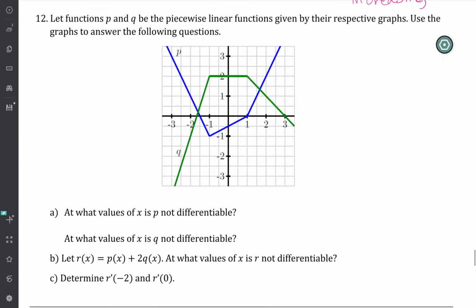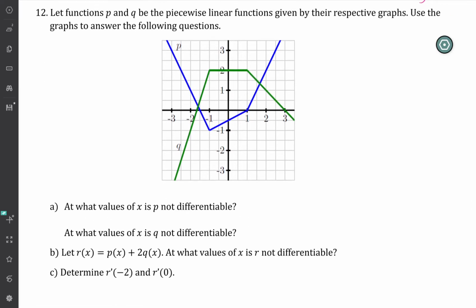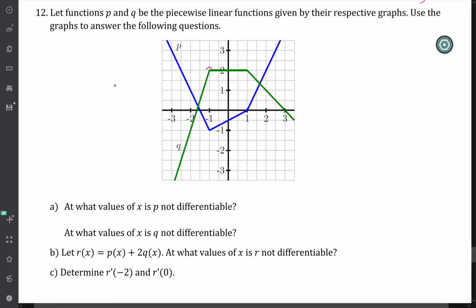For number 12, I think it's similar, but we have graphs to get the information from instead of just being given a select few pieces of information. So first question, when is P not differentiable? Both of these functions are made up of straight line segments, and we'll have no problem finding the derivative of a straight line segment. So the only thing we're worried about is these corners. It looks like P is the blue function, so P is not differentiable at negative 1 and 1. Well, it's the same values for both, I guess. And Q is also not differentiable at negative 1 and 1.